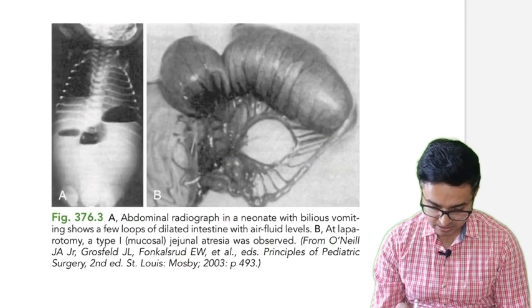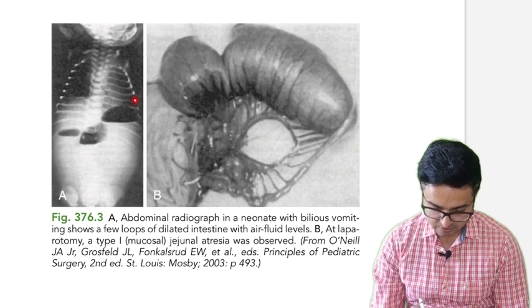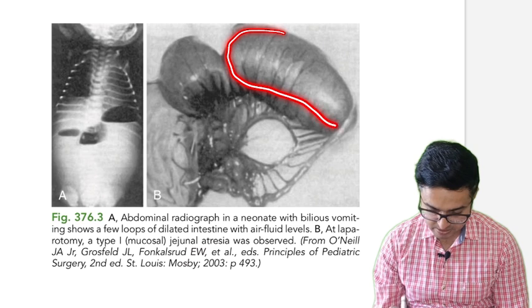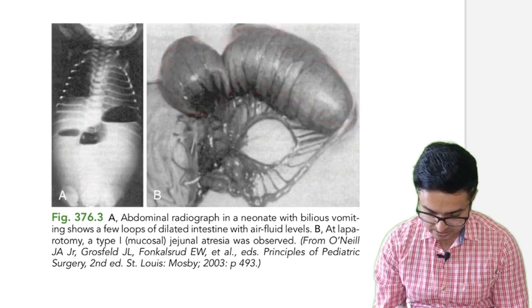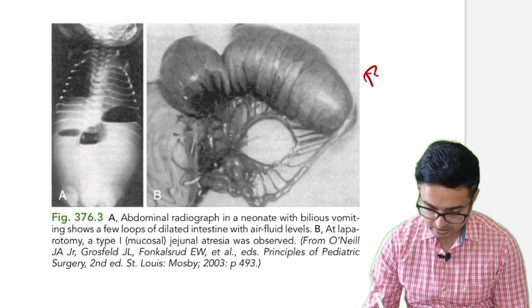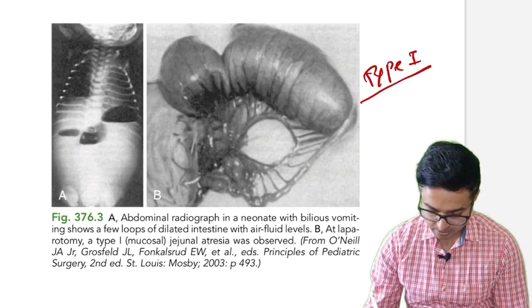As we can see in this condition, air fluid levels are seen. On laparotomy, two atretic segments are connected with a web-like structure. So this is classical type 1 intestinal atresia.